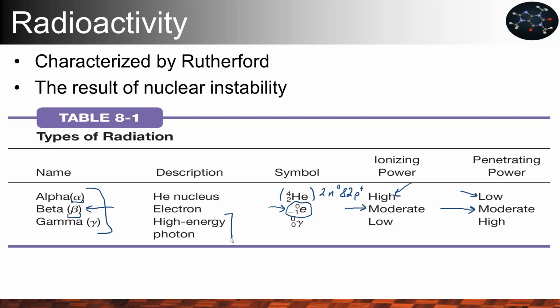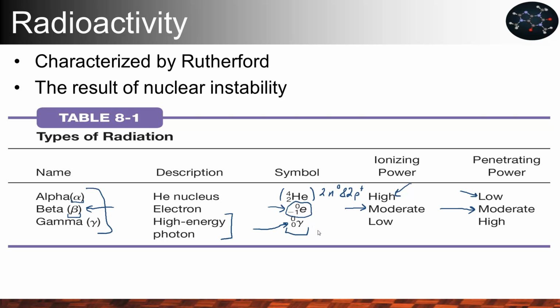Now, gamma radiation, as we know from our light chapter, is not actually a particle. This is actually just electromagnetic radiation, in the range that gives us gamma energy. So this isn't a lot of energy.